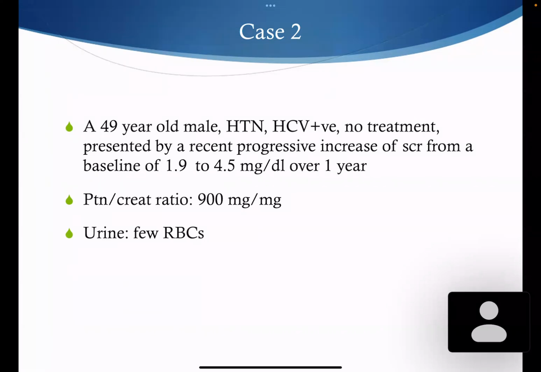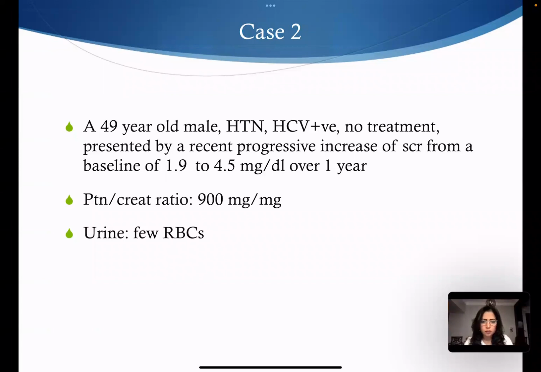Then we'll move to a second case that might show another pattern of these paraproteinemic affection of the kidney. And this is a simple case of a 49-year-old male who is hypertensive, HCV positive, for which he received no treatment. And he presented with a recent progressive increase in serum creatinine from 1.9 to 4.5 over a year. And the patient's protein creatinine ratio was almost less than 1 gram, with the urine showing a few RBCs.